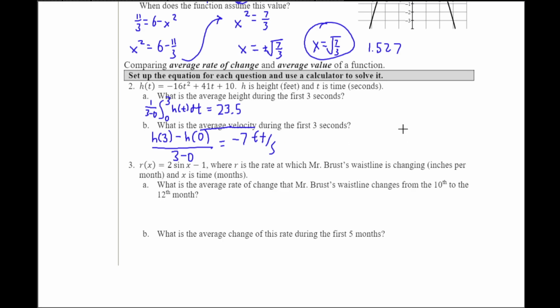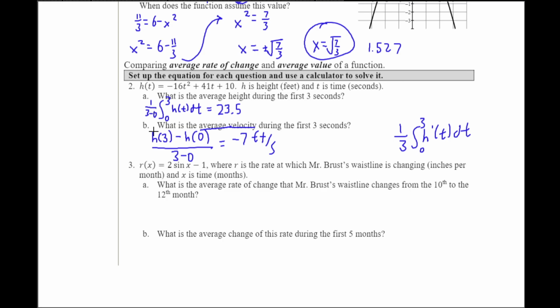So if we did this, we would have gotten the same answer, negative 7. Average velocity, the integral has to be of the velocity function. So these two here are the same.